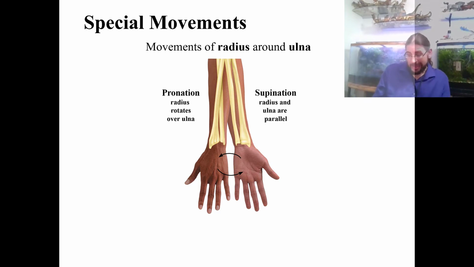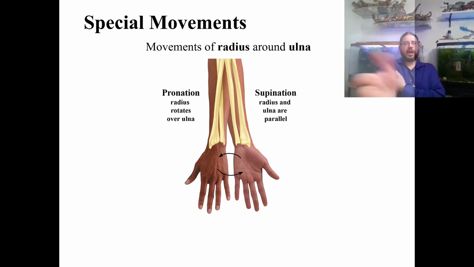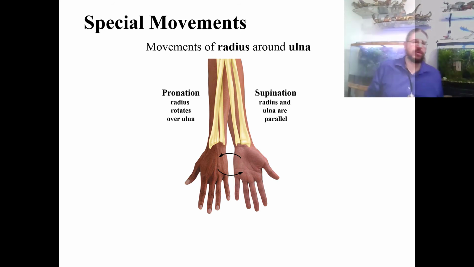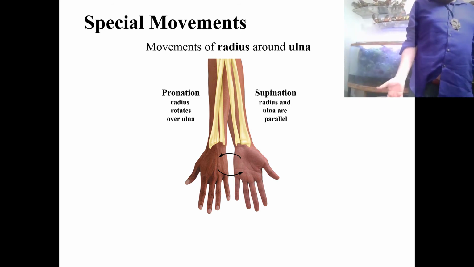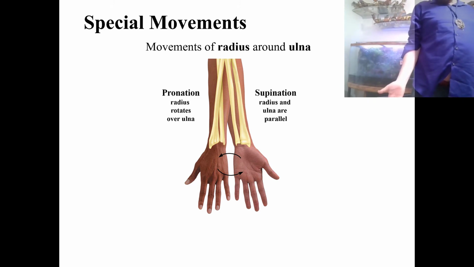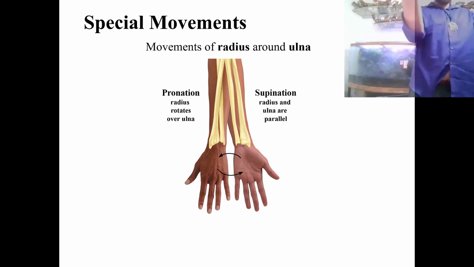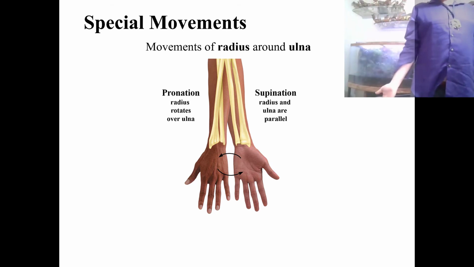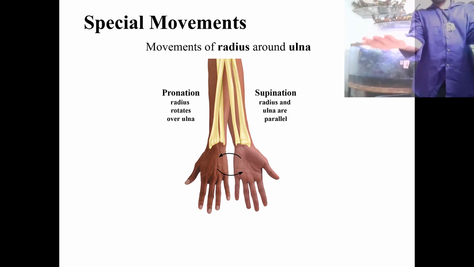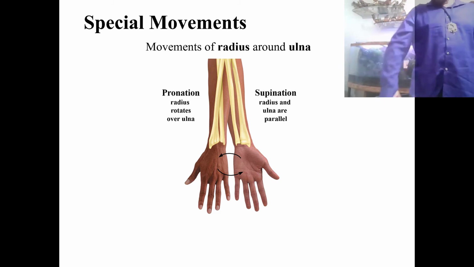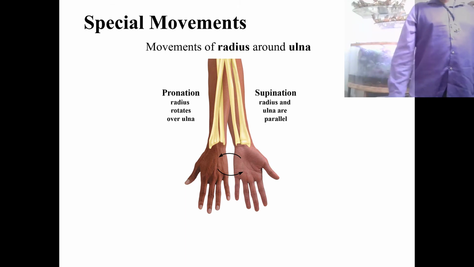So, I may have said this a couple times before, but movement of the radius around the ulna is pronation versus supination. So, remember, in anatomical position, you are hands forward like this. So this is a supinated position. That is a pronated position. So supinated, palms up, or anatomical position, right? Pronated, palms down, or, not anatomical position.